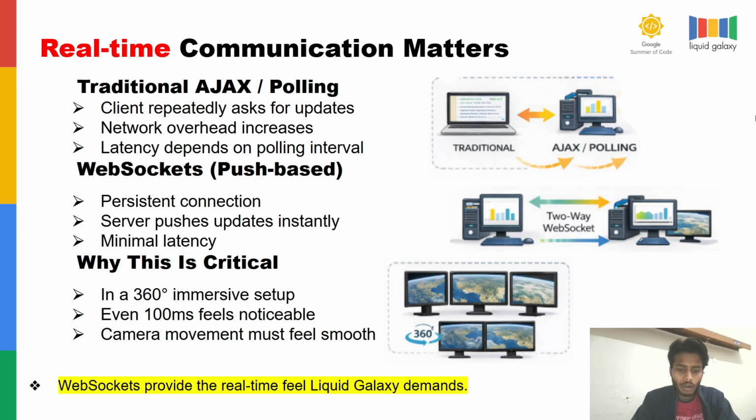Let's first talk about how many systems traditionally handle updates. Most web applications use something called Ajax and polling. The idea is simple: the client keeps asking the server, is there something new? And this happens again and again at a fixed interval. The problem is this creates unnecessary network traffic. The server keeps getting asked even when nothing has changed. And more importantly, the delay depends on the polling interval. If you poll every second, the update can be almost 1 second late. If you poll faster, you increase the network load. Now, in a normal website, that might be fine. But Liquid Galaxy is not a normal website.